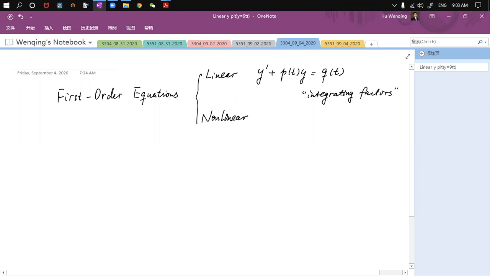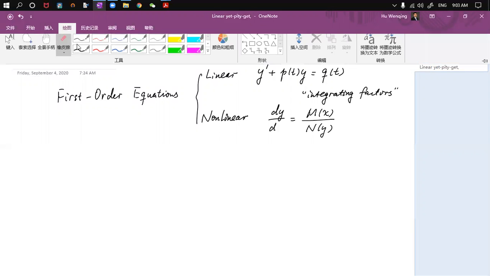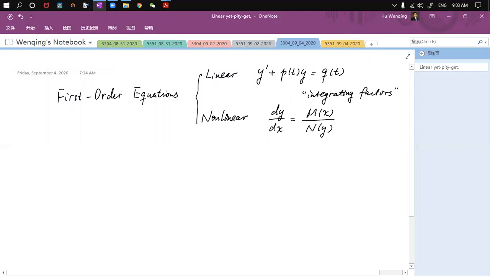It can also be a nonlinear equation. If it is nonlinear, it takes the form dy over dt is equal to m of x times n of y, right? Let me write dy over dx. And this is what we call separation of variables.